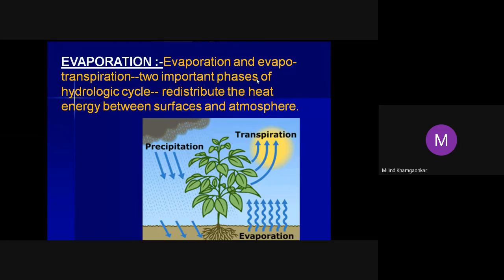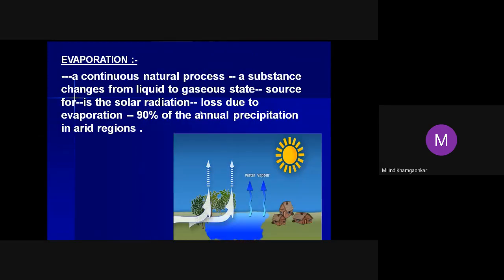Two important phases of the hydrologic cycle redistribute the heat energy between the surface and the atmosphere. It's a continuous natural process in which a substance changes from liquid to gaseous state. And what is the source? It is the solar radiation, the sun rays.